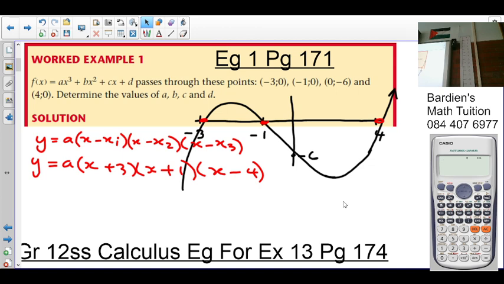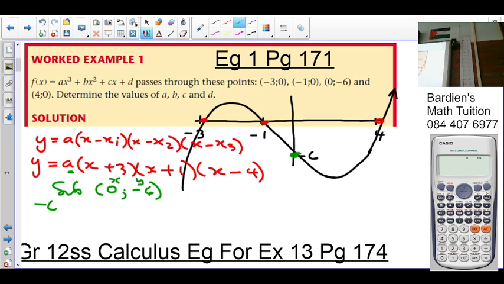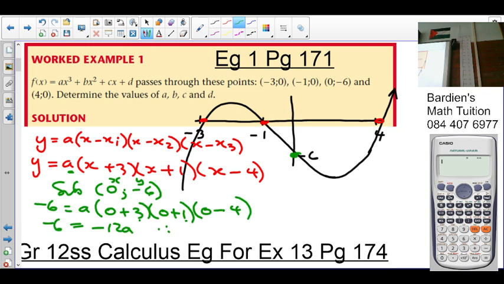So what still needs to be solved here, people? The value of a. Can you see that? The value of a still needs to be sorted out. So what we do is we substitute 0 and negative 6, remembering that's an x and a y. So negative 6 is equal to a into 0 plus 3, 0 plus 1, 0 minus 4. So that's going to give you 3 times 1 is 3, times negative 4 is negative 12. So therefore a is equal to a half.